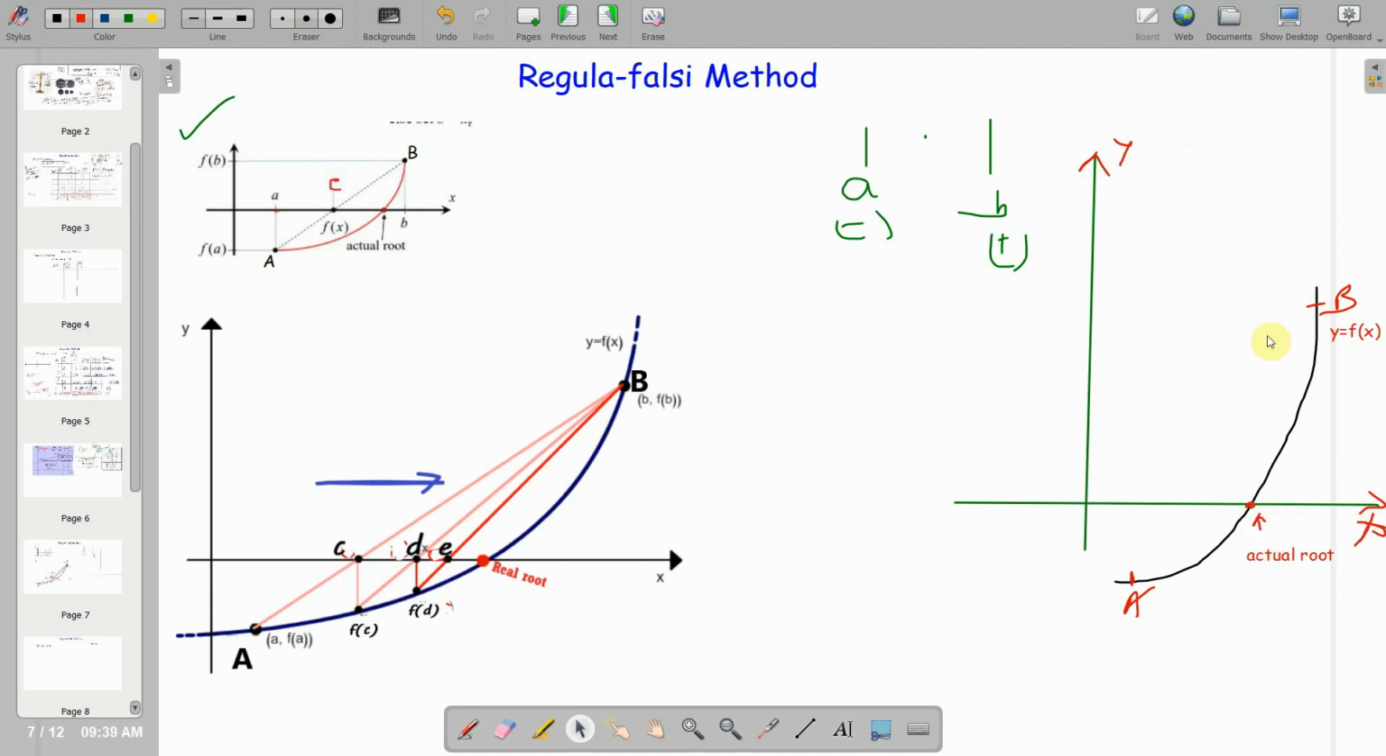For the Regula Falsi method, I will take a line between A and B, which will be the approximation of the curve in the interval between these two. If I project this one here, this point will be A, and if I project this one here, this point will be B. See here, that's A and B. This curve is y equals f(x), the black one. Now I will take an approximation line between A and B.